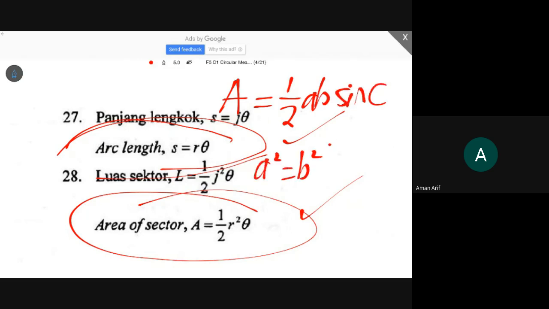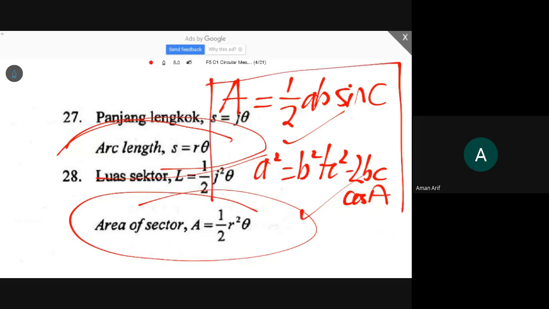Semua ingat tak formula-formula ni semua? Do you remember, guys, all these formulas you learn in Form 4? Formula-formula ni sangat berguna untuk selesaikan masalah dalam bab ni. So it's related, berkait. Okay, so this one is actually given in the formula list, so tak perlu hafal lah yang ni.